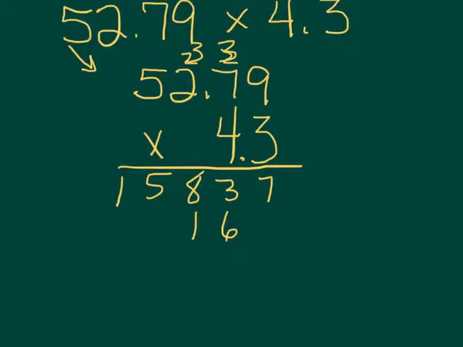I lost my place one moment. 4 times 9 is 36. Bring the 3. 7 times 4 is 28. Okay, it was a 2. 2 times 4 is 8. 2 more is 10. 21.